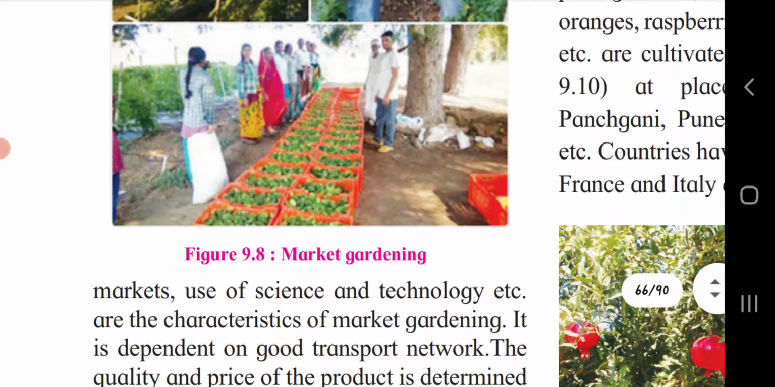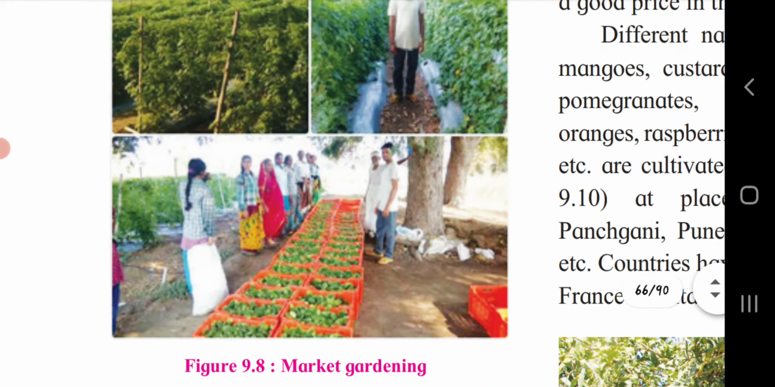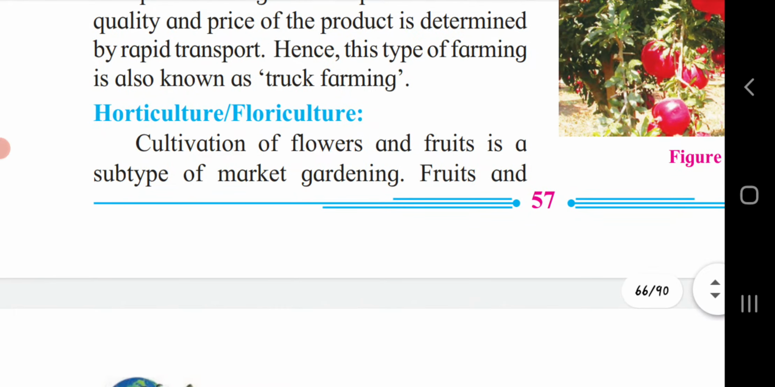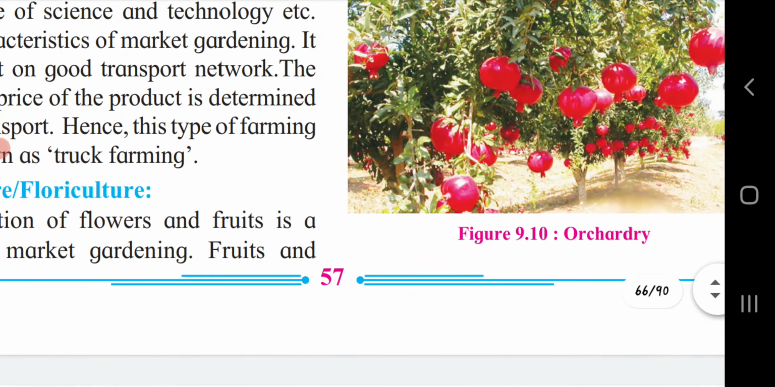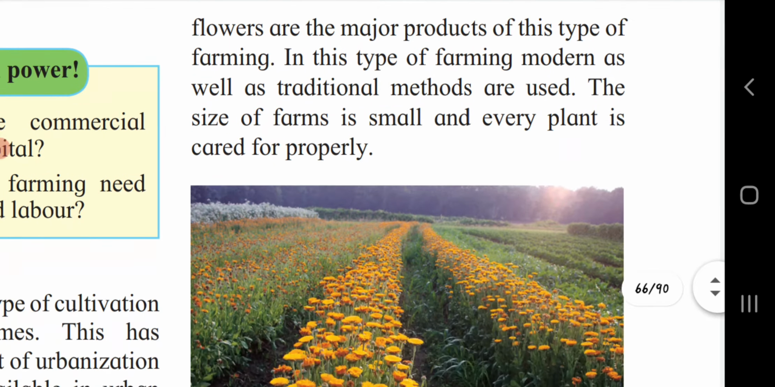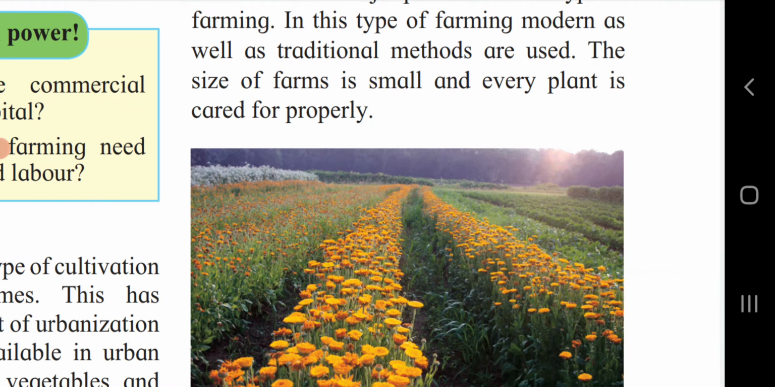So this is market gardening. Pictures are given, you can see market gardening. Let's see horticulture or floriculture. This is a subtype of market gardening. Pictures are given, you can see. From that you can come to know that it is related to fruits and flowers.